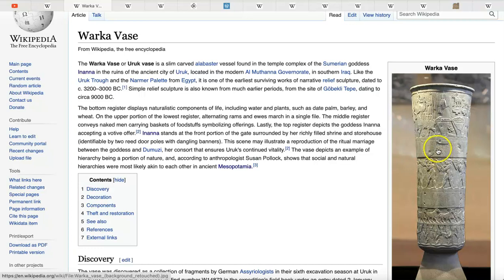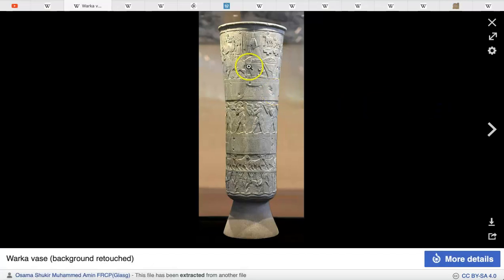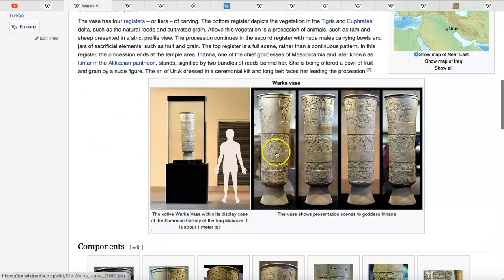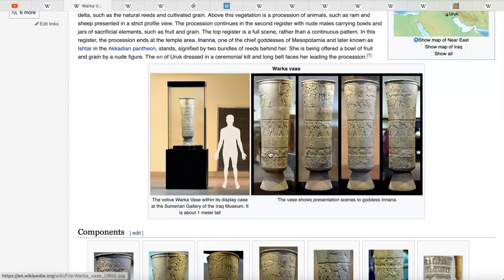So there's that. And then on top, I don't think you can see her here, but on the top register, if you turn this thing around, you're going to see Inanna. I think they have this from different angles, different perspectives. There they are. And this is marvelous. See, this is why I like Wikipedia. Look, I don't know where they got this picture, but here it is.